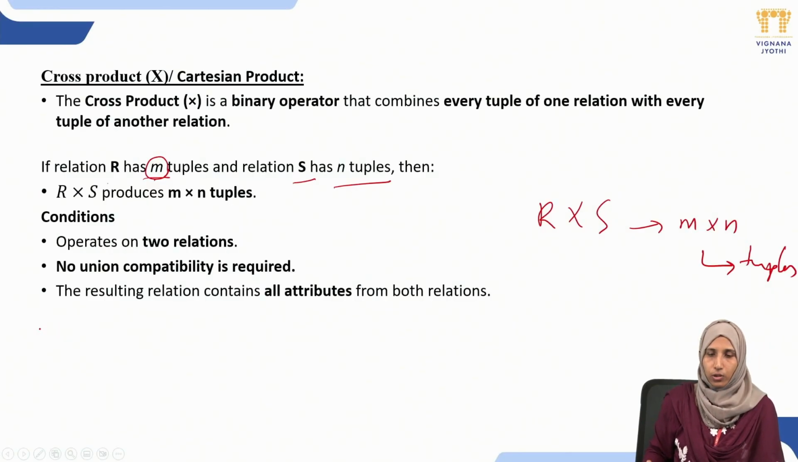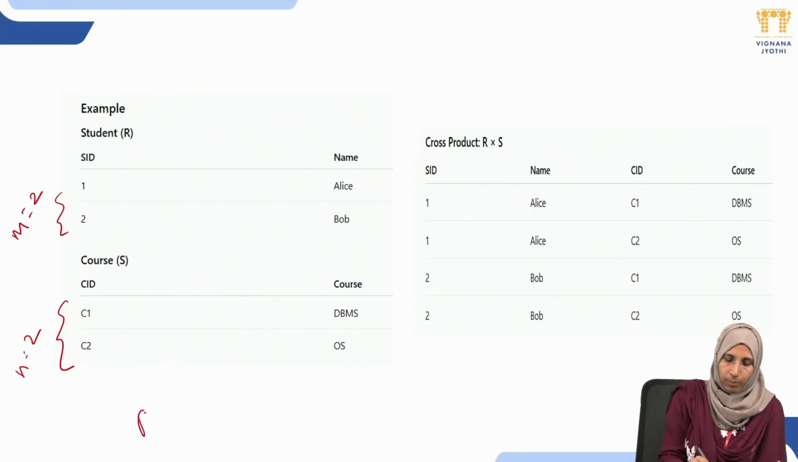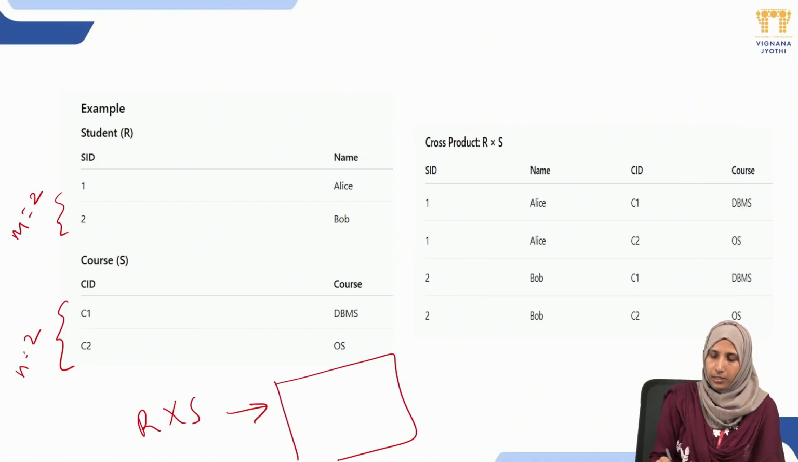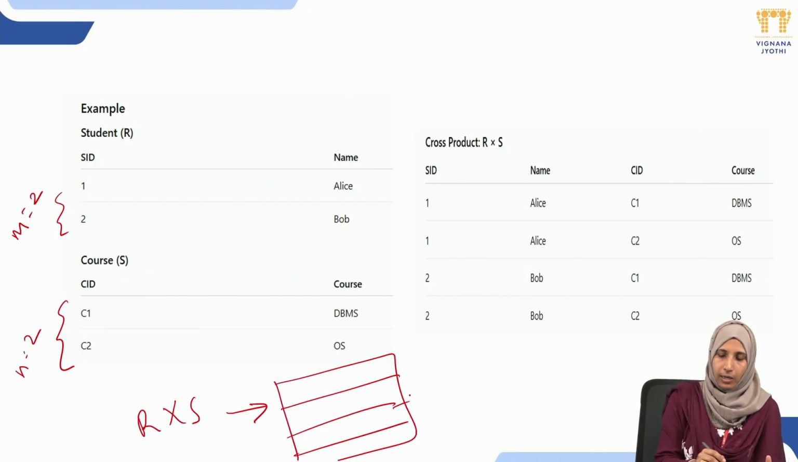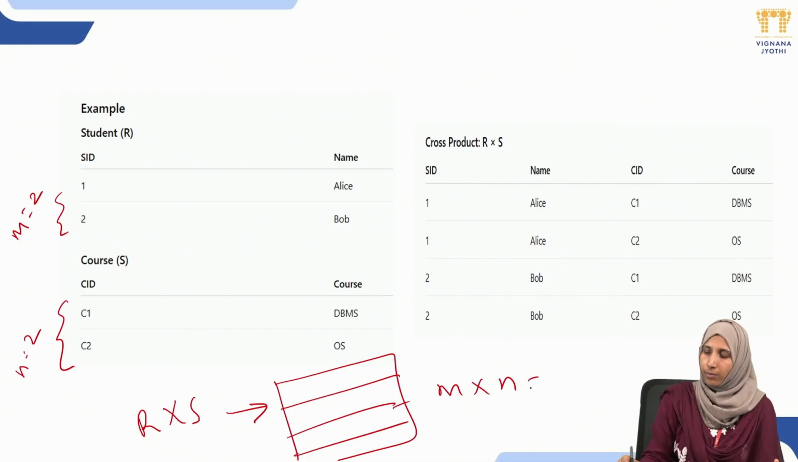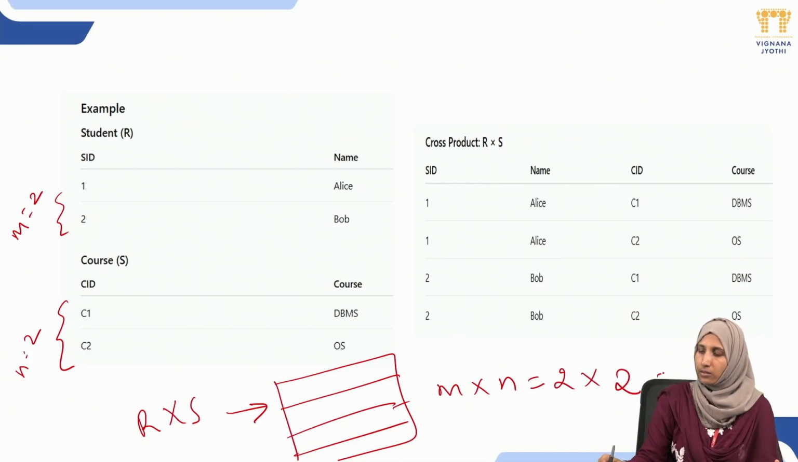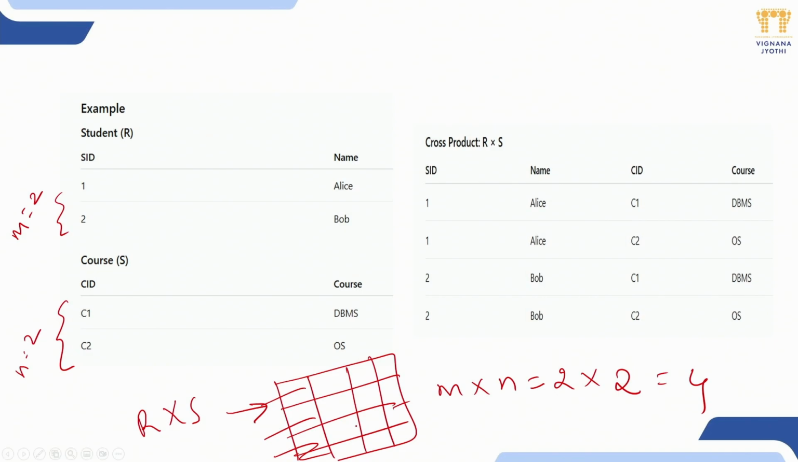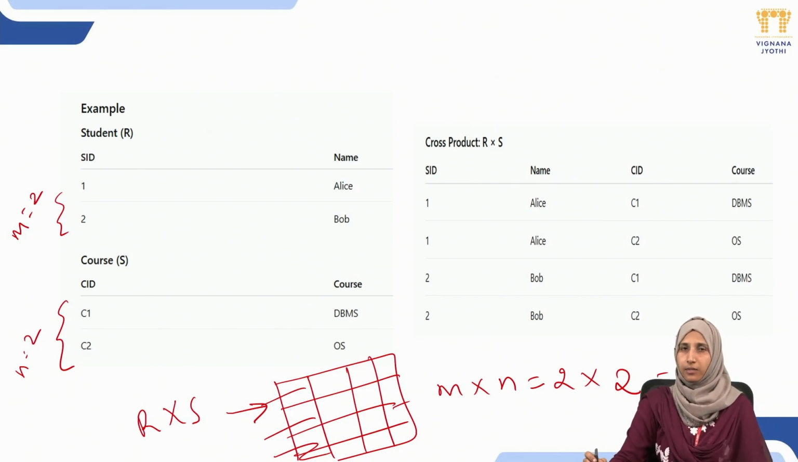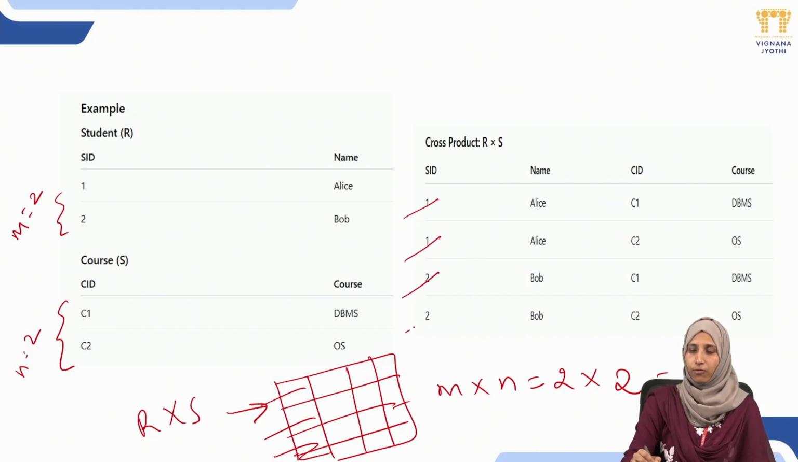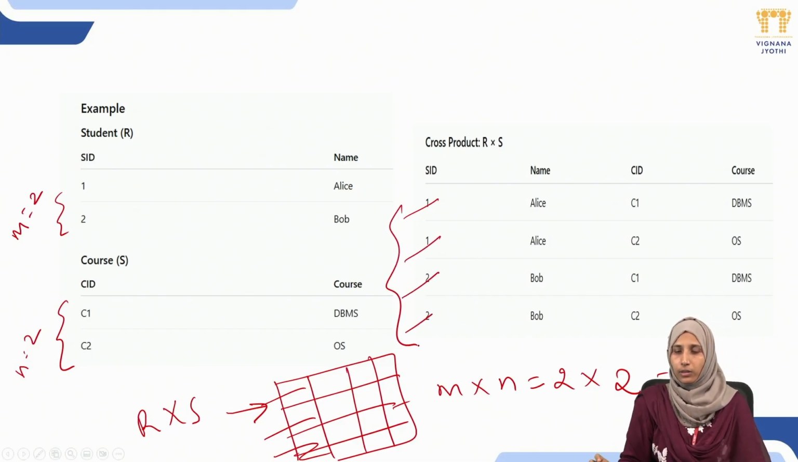According to the definition of cross product, if you are applying R into S cross product, then in your resultant table, you will get m into n number of rows. That is 2 into 2, that is 4. Yes or no? They are talking about rows, not columns. In my first table, 2 are there, 2 2s are 4. See at the right side, 1, 2, 3, 4. You are getting 4. How did you get this?